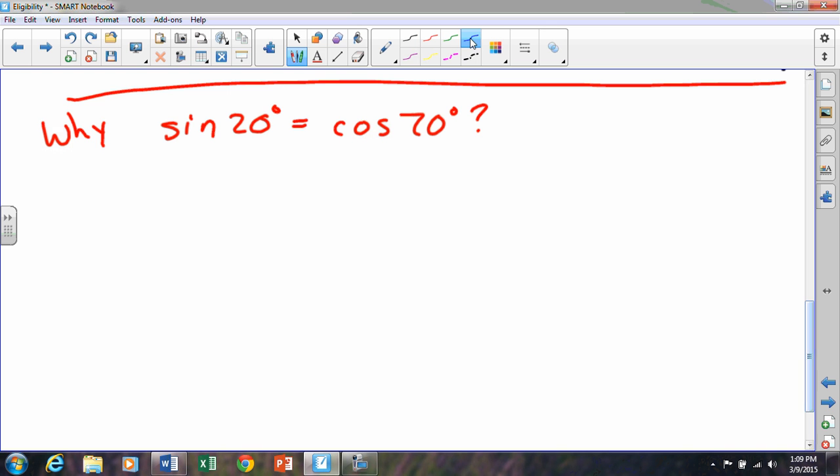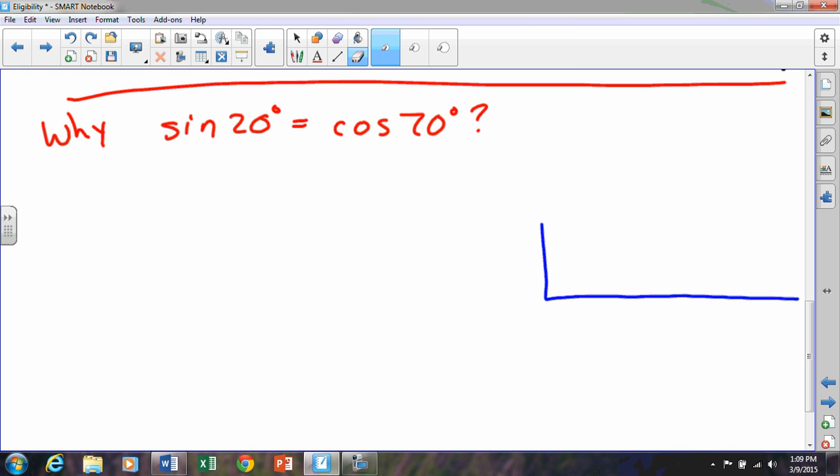Well, I'm going to start by drawing a picture. My picture's too tall, so I've got to try to fix that a little bit. Understanding that it's not a perfect drawing, I'm not looking for perfection, but just something that's ballpark reasonable. Here is my drawing that has a 20-degree angle and a 70-degree angle.